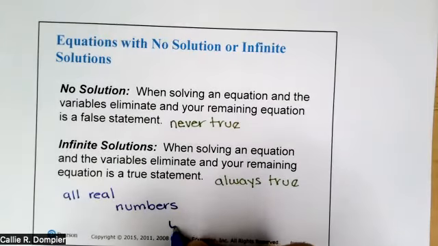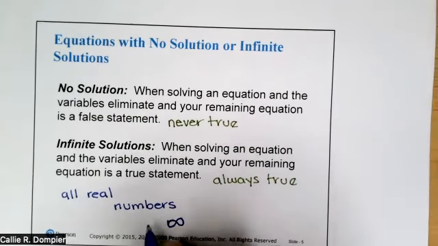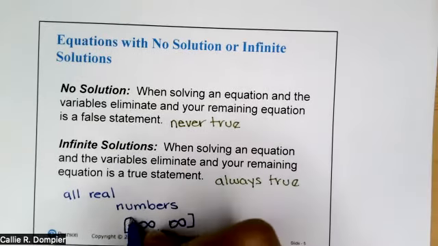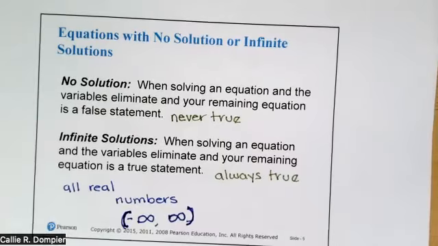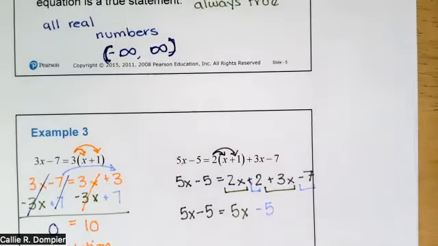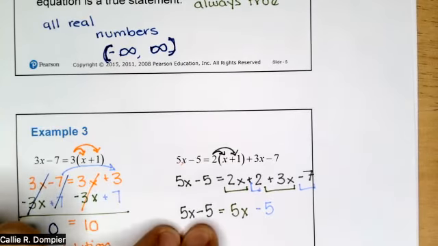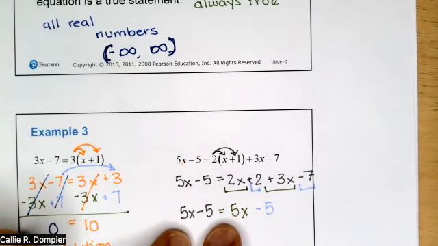The infinity symbol is just kind of like a long sideways 8. From negative infinity to infinity, in parentheses, all real numbers. All right. So is this always true no matter what value you put in for x? Yes, right? Because this side is exactly the same as this side. They equal each other. So this is all real numbers, infinite solutions.